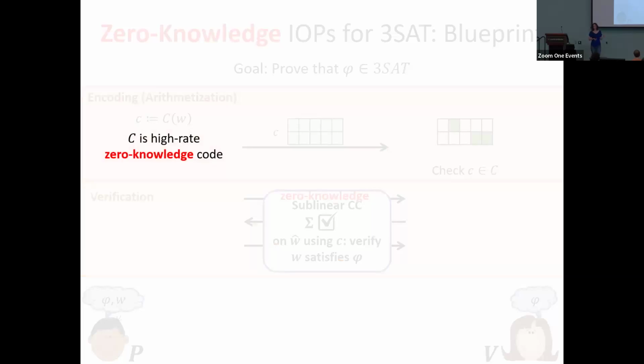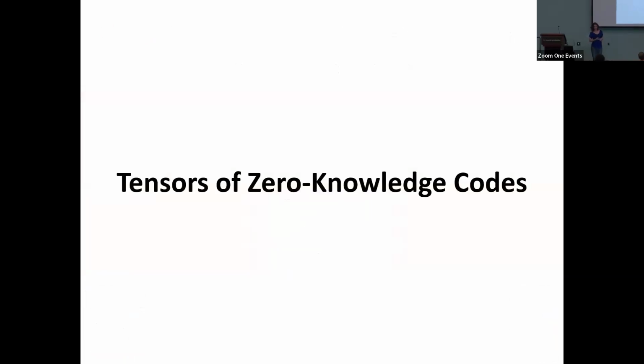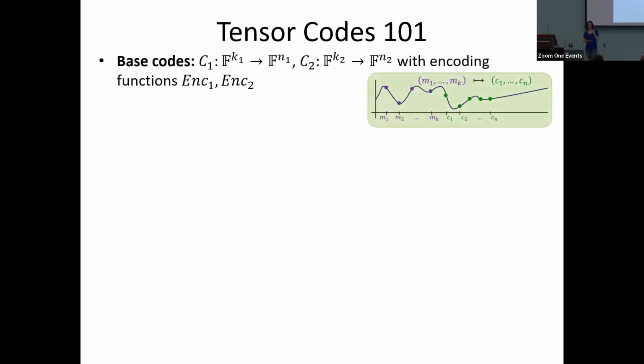The way in which we build these high rate codes is by taking tensors of zero knowledge codes. So I'll tell you a little bit about what tensor codes are and a little bit about what zero knowledge codes are and how we combine them. So what are tensor codes? It's an operation you perform over some number of codes, and these could be general codes. In our work, we consider tensors of any number of codes and any codes. But for the purpose of this talk, let's just think of tensoring two codes and not any codes.